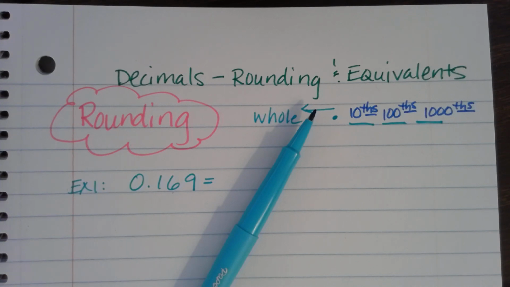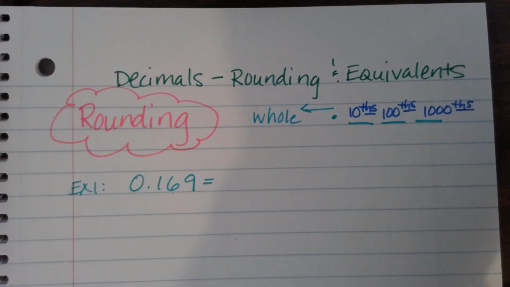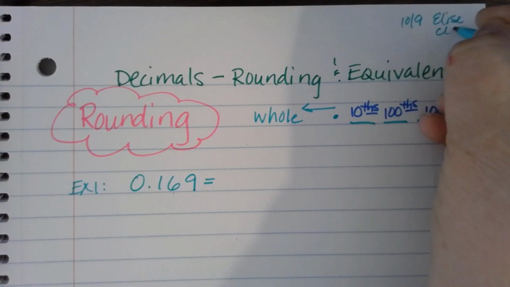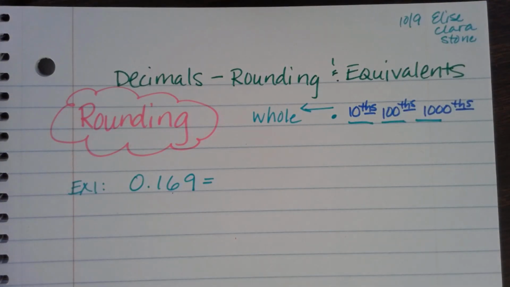All right, I just remembered that I need to record this. Let me go ahead and put the date on here. We're missing Elise and Clara and Stone. So you guys will be listening to this recording and writing down your notes. So at this point, you want to go ahead and pause, write all of this down, and then hit play.